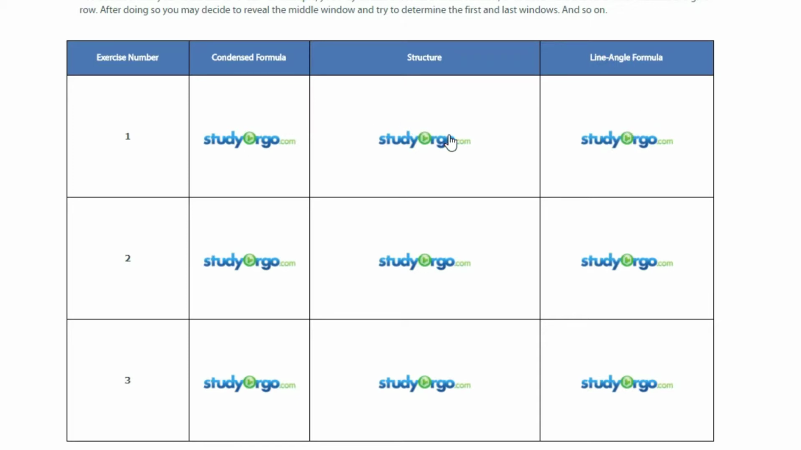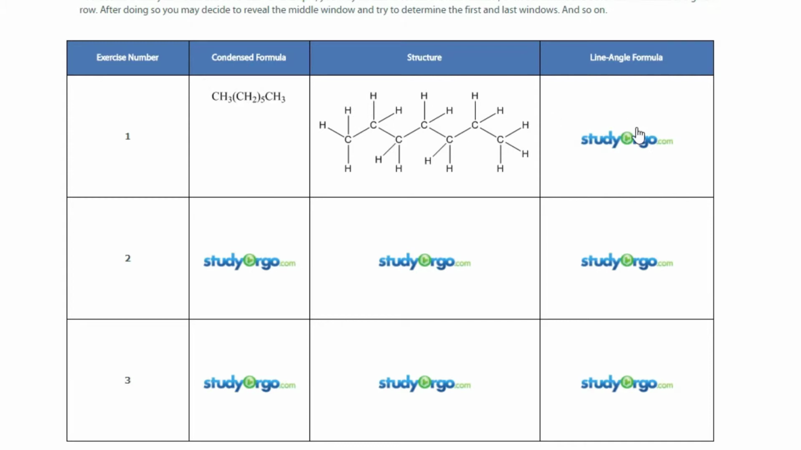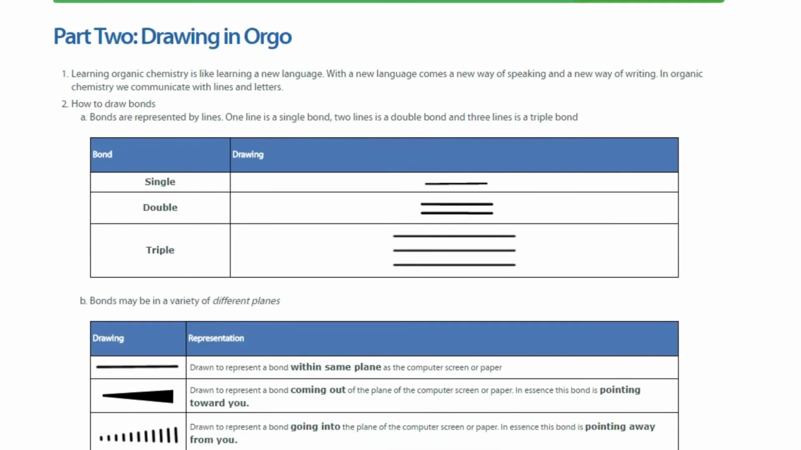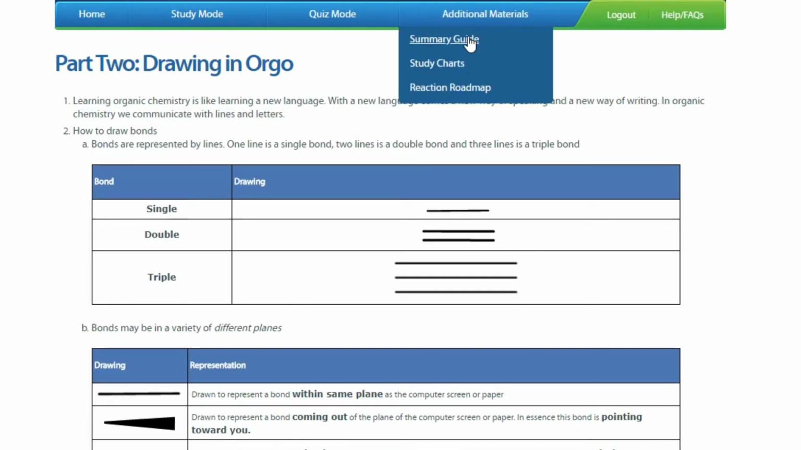So at any time you can reveal any one of these 3, and then you would at the same time want to be able to determine what one of these other 2 would be. So just by revealing the structure here, you'd want to test yourself and make sure that you can determine what the condensed formula or line angle formula would be that matches the structure. And so as you guess those, again, you can just reveal each of these windows whenever you like. So these are just some of the features here of the summary guides and the exercise sets.